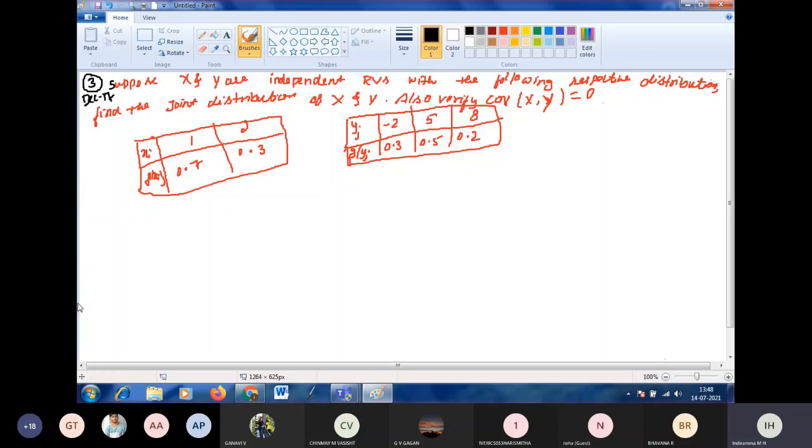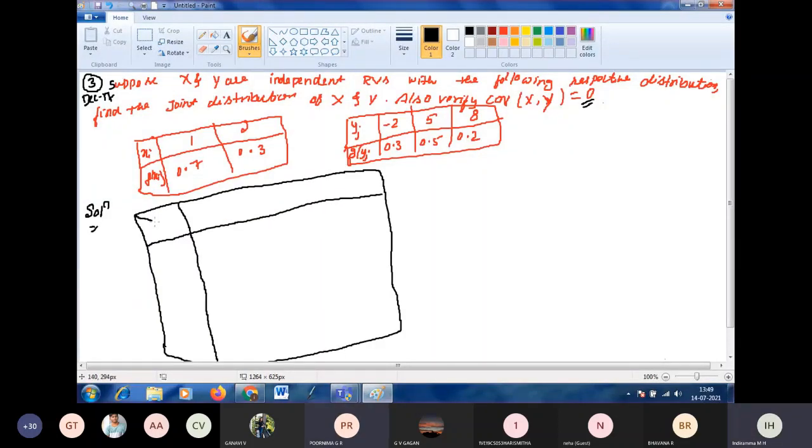Next, read the question. This is the data they are given. The question: suppose x and y are independent random variables with the following respective distributions. Find the joint distribution of x and y. Also verify covariance of x comma y equals 0, since covariance of x comma y is 0 when x and y are independent. So what do we have to consider?